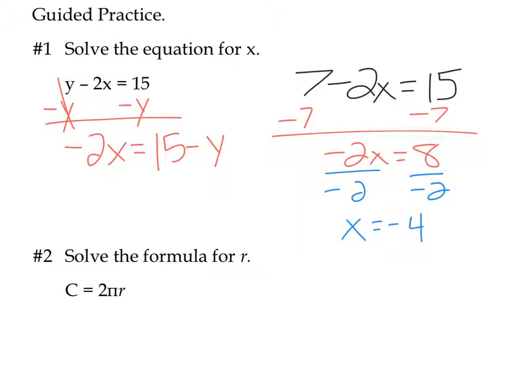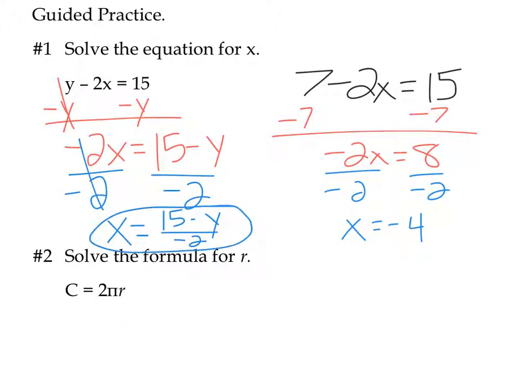And then we can divide by negative 2. Again, just like we did on the other equation, that cancels out and gives us x equals 15 minus y over negative 2. And that would be our answer. That's x solved for in terms of y, in terms of another variable. Again, same steps, just instead of subtracting a number, we subtracted a variable. So we can't actually combine the 15 minus y, we just leave it as 15 minus y.